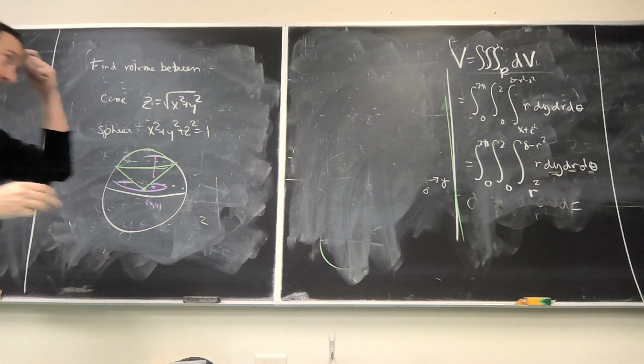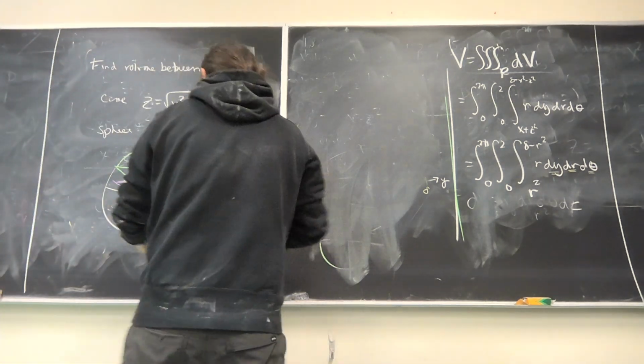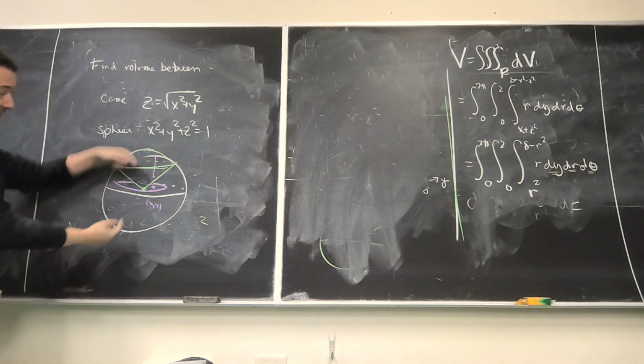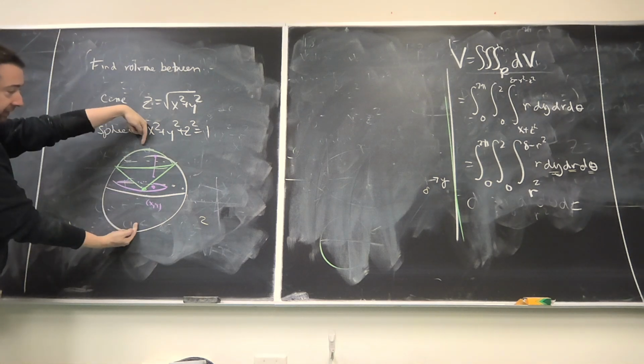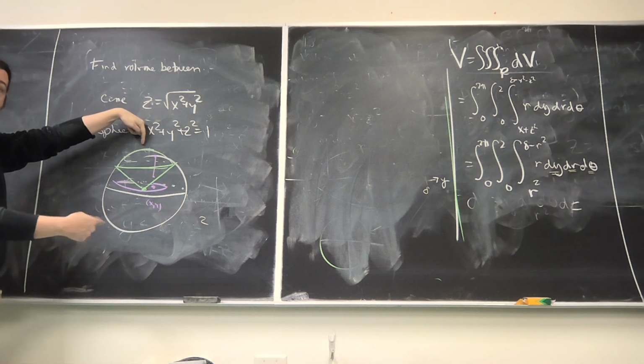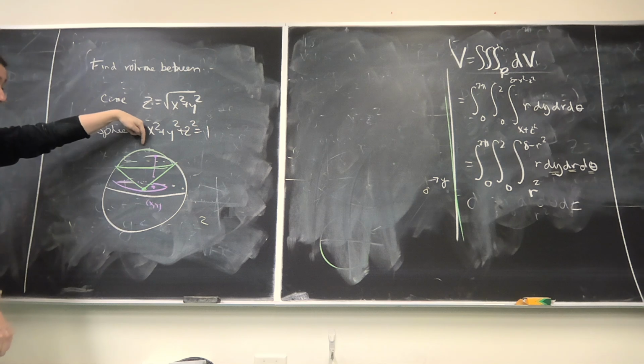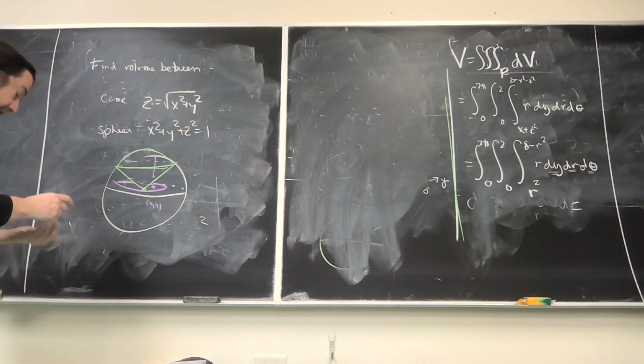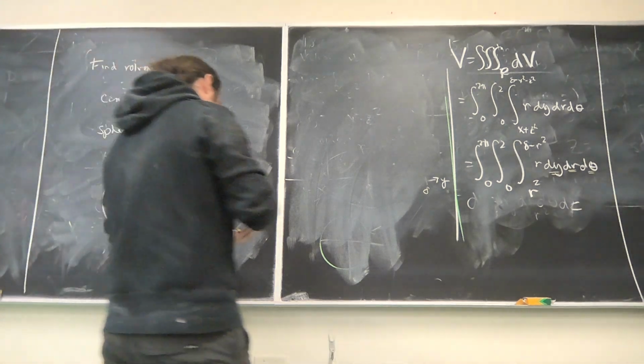I'm probably going to choose z. I can use the classic XYZ here because my radial axis this time is the z-axis. My height axis is the z-axis. And so if you do this problem in cylindrical coordinates, you have to set these things equal to each other.